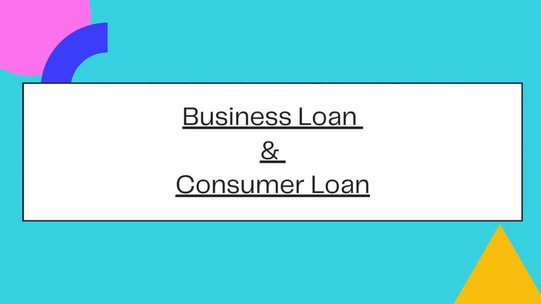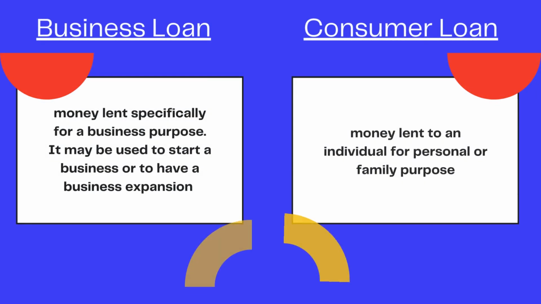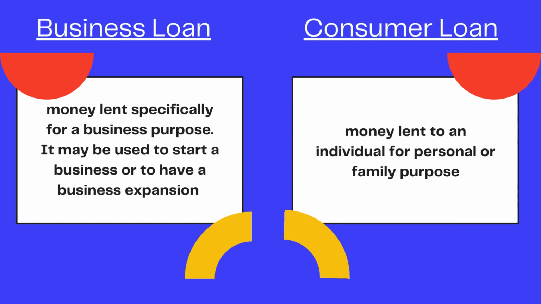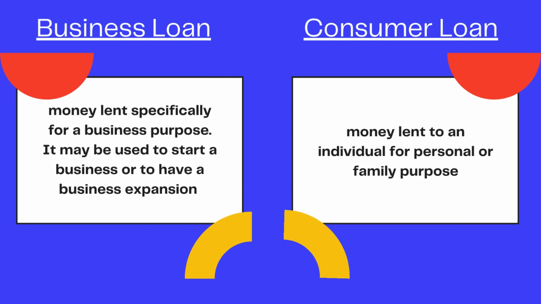But first, let's get to know the types of loans, which are the business loan and the consumer loan. In a business loan, this is money lent specifically for business purposes. It may be used to start a business or to have a business expansion. On the other hand, the consumer loan is the money lent to an individual for personal or family use.